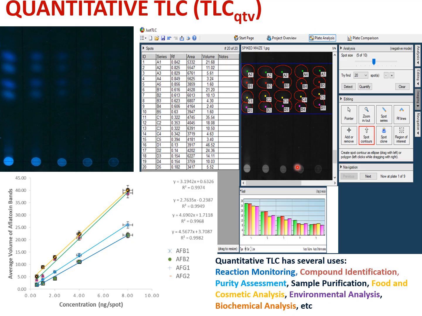It can also be used in biochemical analysis to separate and identify biochemical compounds, biomolecules such as lipids, sugars, amino acids, and so on. In fact, it can also be used to provide a fingerprint of compounds in a particular analyte.